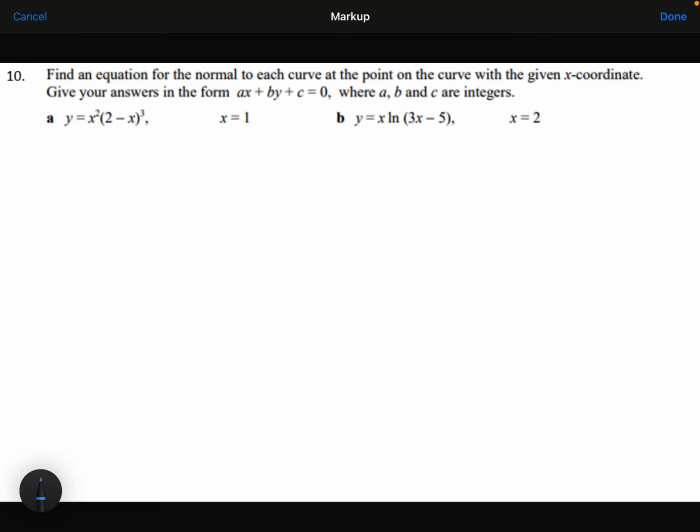Find an equation for the normal to each curve at the point on the curve with the given x coordinate. And we need to give our answer in that form. So we want to differentiate to get our gradient function. Substitute the x coordinate in to get the gradient of the tangent at that point. Then do negative reciprocal and do y equals mx plus c.